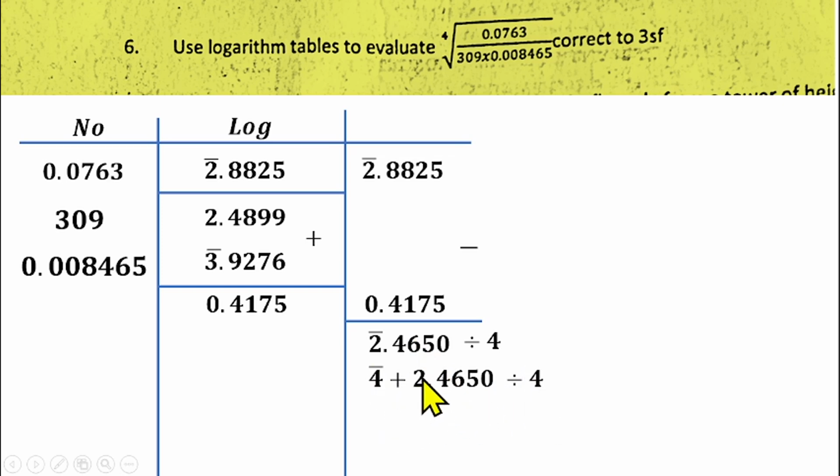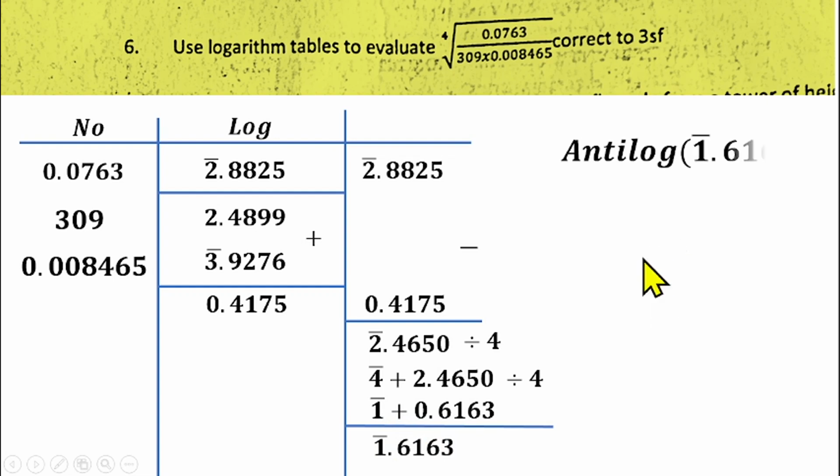Then you press your calculator: 2.4650 divided by 4. That gives us 0.6163. Then bar 1 plus 0.6163 gives us bar 1.6163. So that gives us bar 1.6163 as our answer, after dividing the result inside the fourth root by 4. We now find the antilog of this to get our answer. So the antilog of bar 1.6163.